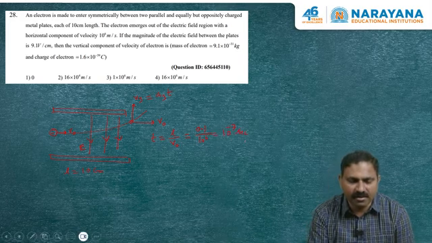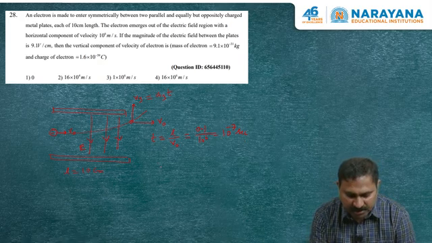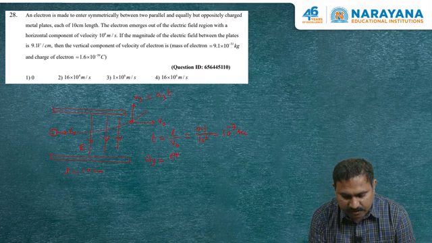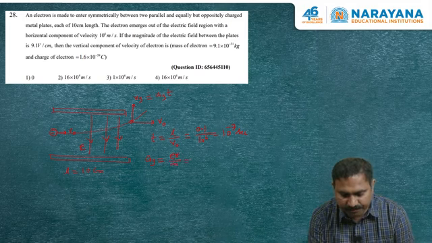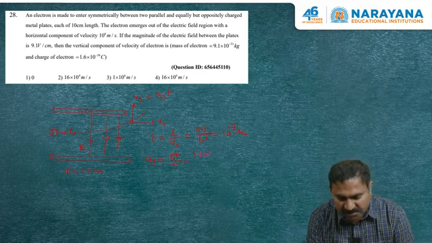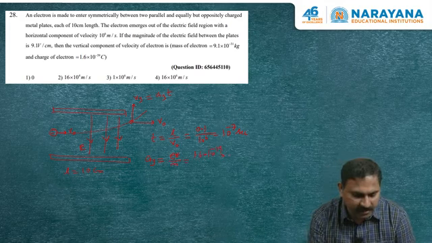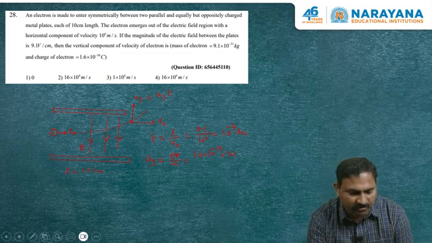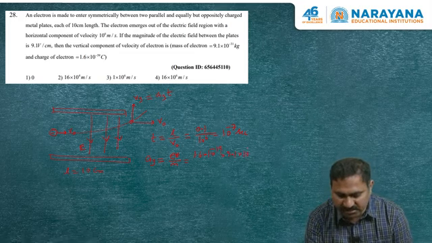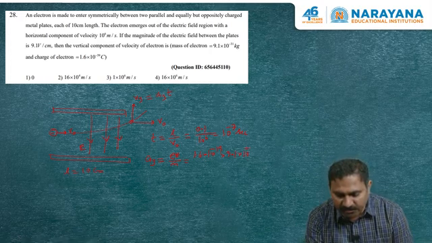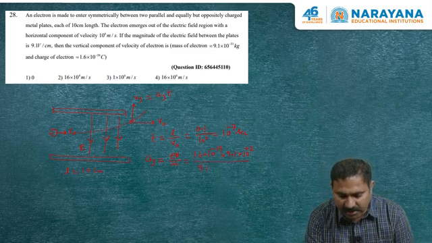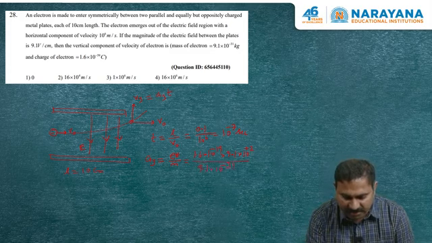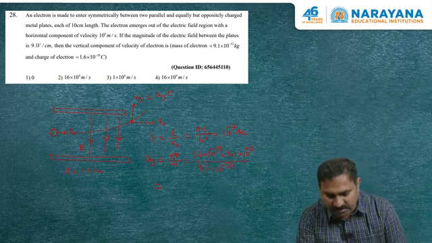During this time interval, the y component of velocity acquired should be calculated. So let us find the y component of acceleration. This is, magnitude wise, eE by m. Charge of electron is 1.6 into 10 power minus 19, and the electric field strength between the plates is given as 9.1 volt per centimeter. If it is converted into SI units, it will be 9.1 into 10 power 2. Now the mass of electron is 9.1 into 10 power minus 31 kg.